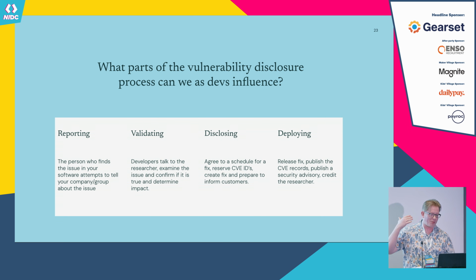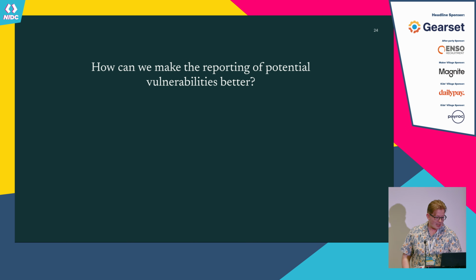Ultimately, as part of the vulnerability disclosure process, as devs or as people who work in tech, as product managers and stuff like that, the areas we're going to be focused on and what we can do to improve this process are reporting, validating, disclosing, and deploying. Yes, there's loads of stuff we can do to help prevent the discovery of vulnerabilities, but again, that is a separate talk topic, or if somebody wants to talk to me about it afterwards, please do. So how can we then make the reporting of these potential vulnerabilities better?